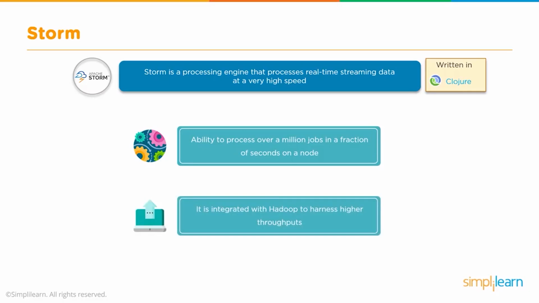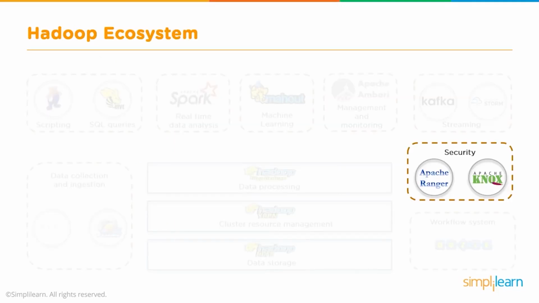And it's integrated with Hadoop to harness higher throughputs. So these are the two big things about Storm. If you are polling, I think they mentioned stock coming in or something like that, where you're looking for the latest data popping up, Storm is a really powerful tool to use for that. So we've looked at a couple more tools for bringing data in. We probably should talk a little bit about security.